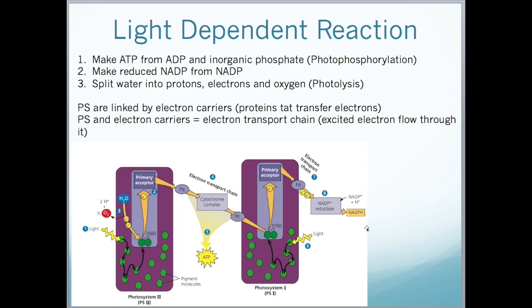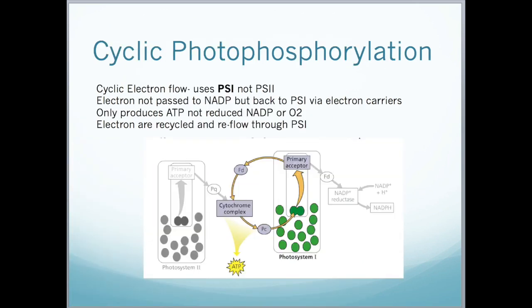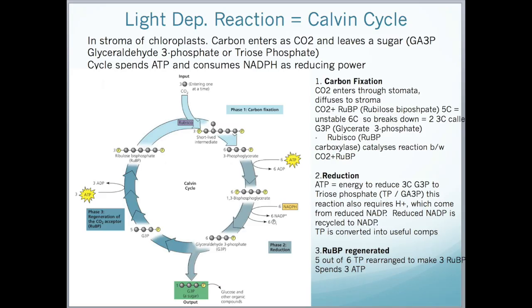There is also cyclic photophosphorylation, but in this process only ATP is produced, and it only uses photosystem 1. It's called cyclic because the electrons from the chlorophyll molecules aren't passed on to NADP, but they are passed back to photosystem 1, as shown here. So they're basically recycled. So it just keeps going through photosystem 1 rather than continuing to photosystem 2. And this process doesn't produce reduced NADP or oxygen. It only produces small amounts of ATP.